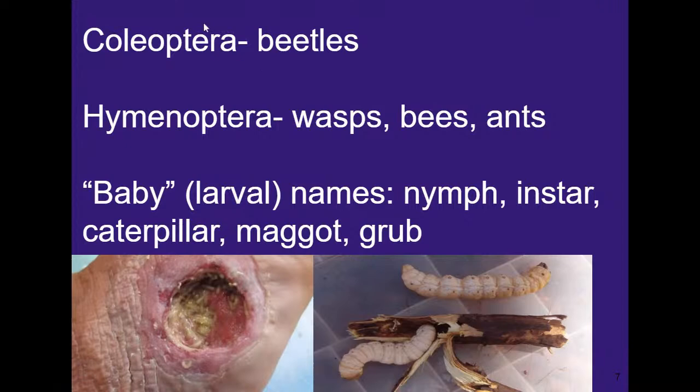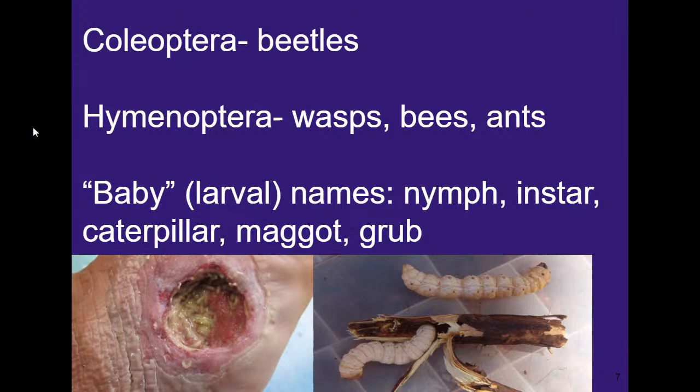The biggest order, Coleoptera, beetles. Well, flies may be giving them a run for their money, but as of right now, Coleoptera is the biggest order in terms of species. Hymenoptera.